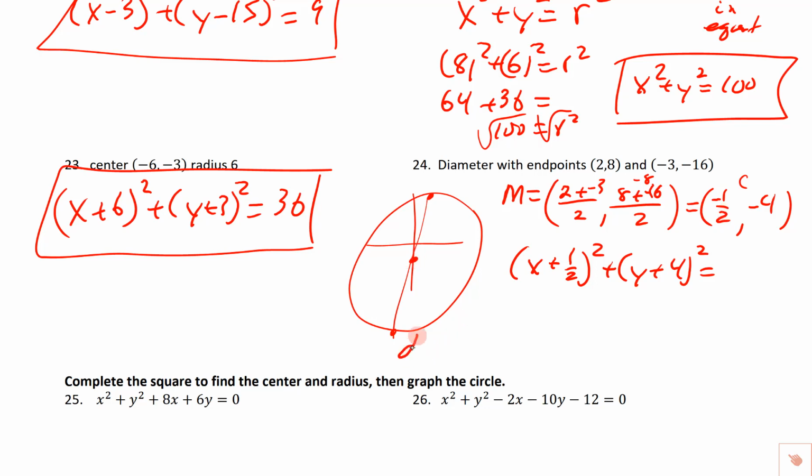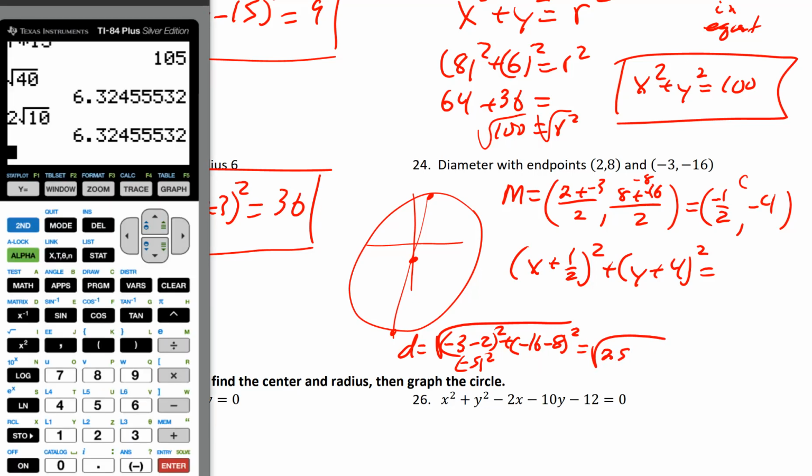So here's what we're going to do. We're just going to find the distance between (2, 8) and (-3, 16). So I'm going to do (-3 minus 2) squared, and then (-16 minus 8) squared. And I know this one right here would be (-5) squared, so that's going to be 25, but I'm going to get some help on this one right here. So this is going to be 25 underneath the square root.